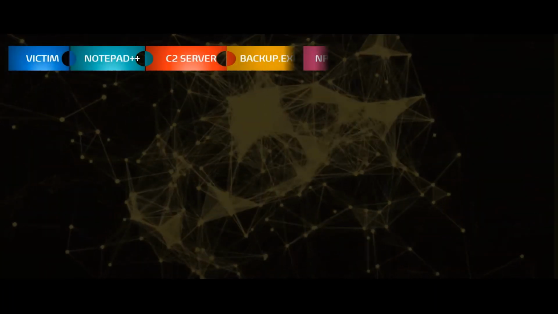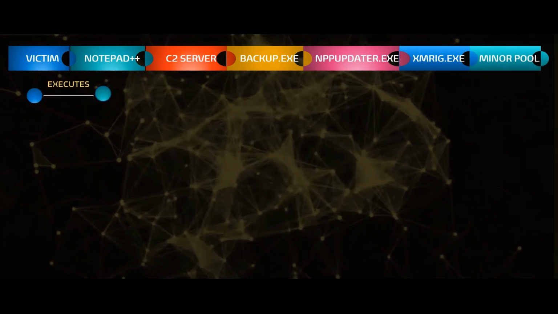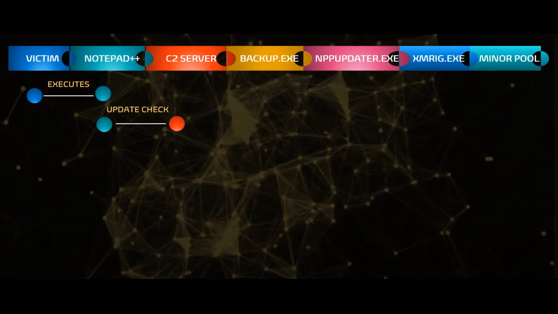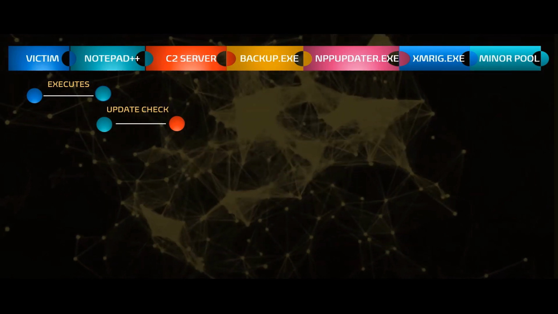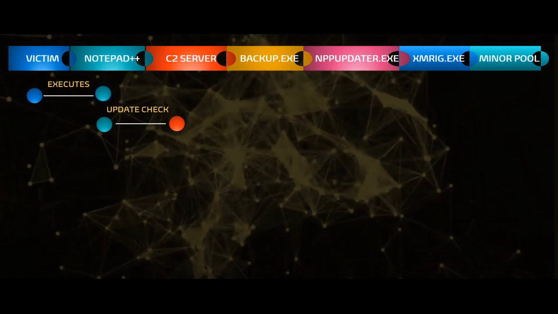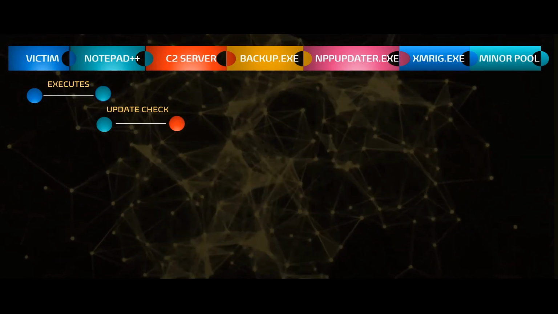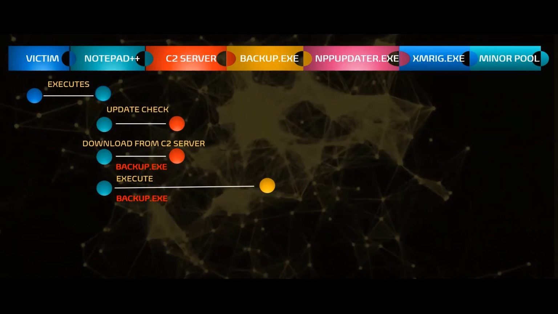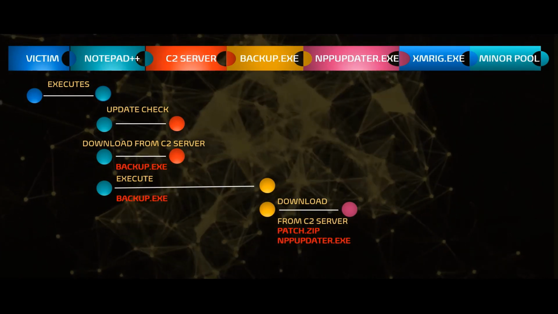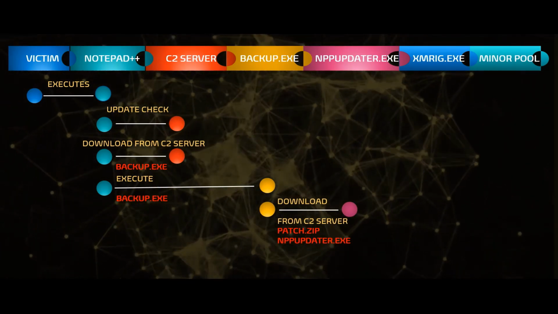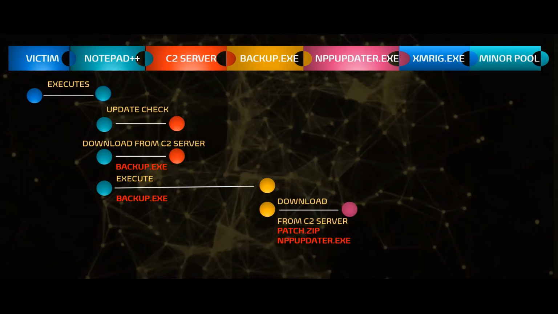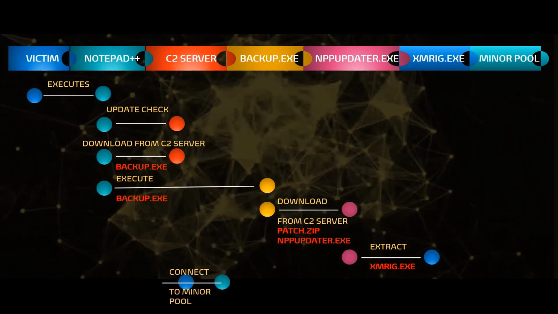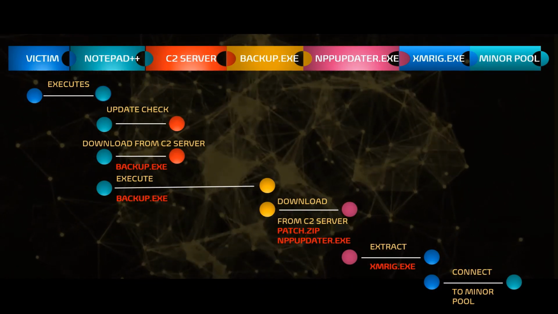This flowchart describes the chain of events in the scenario. First, the victim executed a legitimate program on his environment, Notepad++, triggering an automatic update check. However, in this scenario, a malicious DNS redirect was successful and forwarded the update process to the C2 server instead of the legitimate servers. As a result, the victim received the fake updates in the form of backup.exe. The malicious update then proceeds to download more files from the C2 server, that is the patch.zip and nppupdater.exe. Subsequently, the new file, nppupdater.exe, extracted the xmrig miner from the patch.zip and connected the miner to the crypto miner server pool.